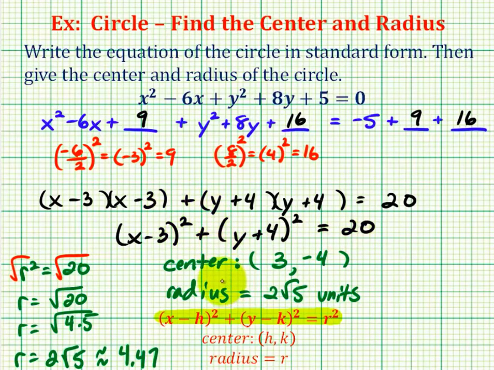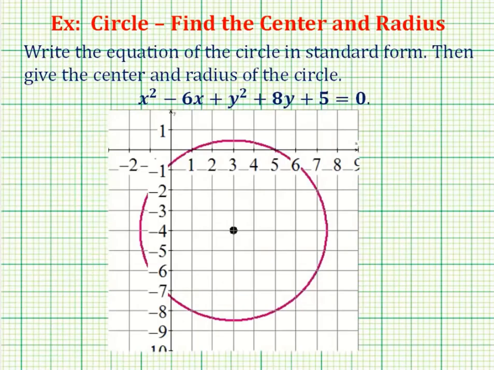Now that we have the equation in standard form, we can identify the center and the radius. That information is right here. So now we can go on and graph this using our center of 3, negative 4, and our radius of 2 square roots of 5, or approximately 4.47. We can draw our circle.